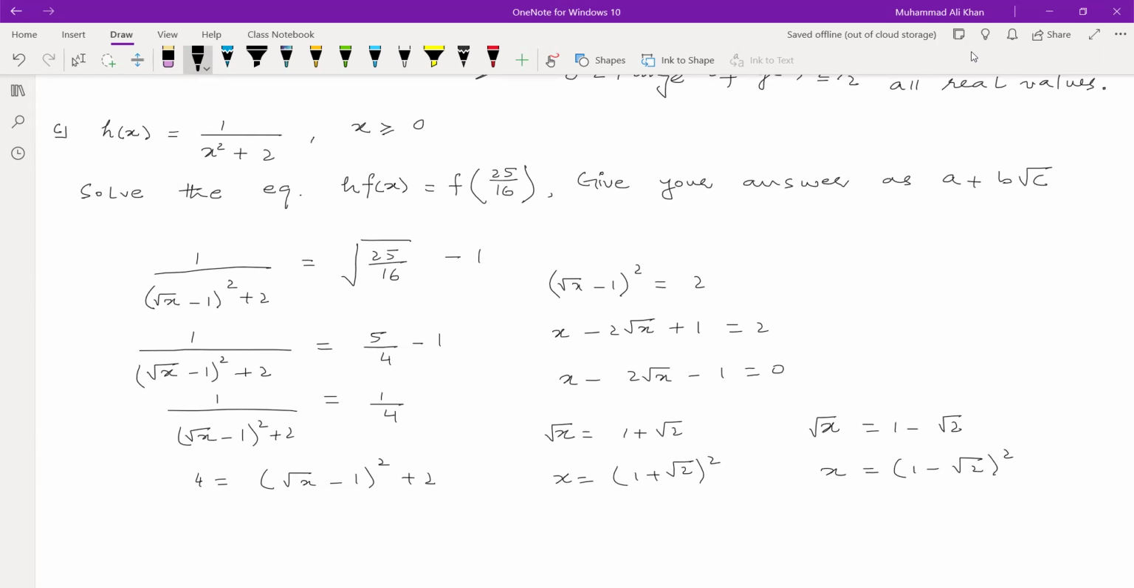Now, if we expand the bracket, x equals a squared plus 2ab plus b squared. So the final answer is 3 plus 2 under root 2. And here, 1 minus 2 under root 2 plus 2, and the final answer is 3 minus 2 under root 2. So these are the two results according to the question and according to the form of the result, as we have to write a plus b under root c. So these are the values of a, b, and c.